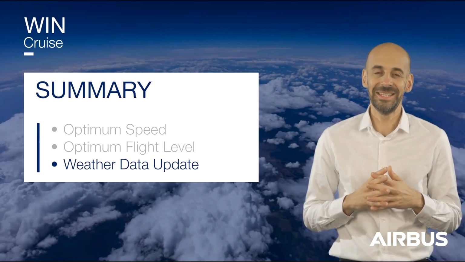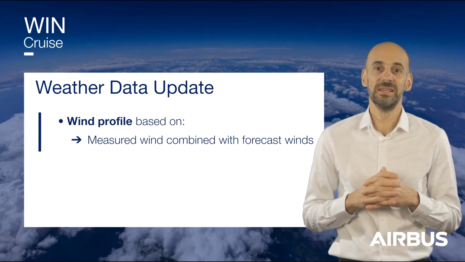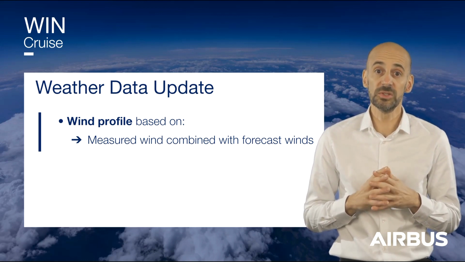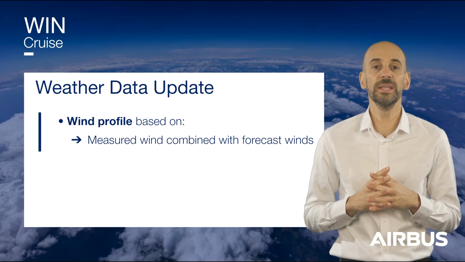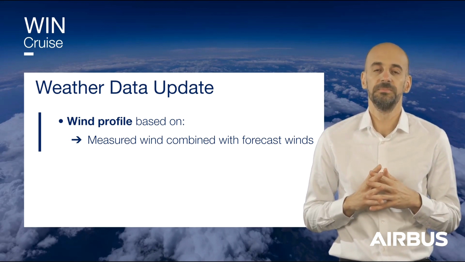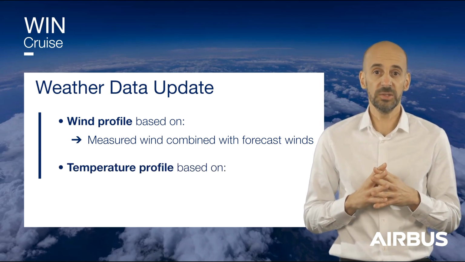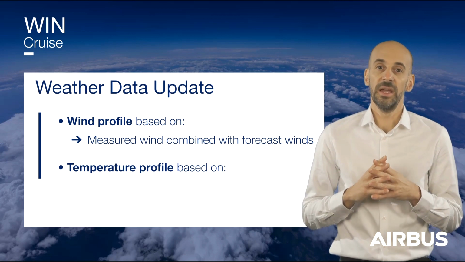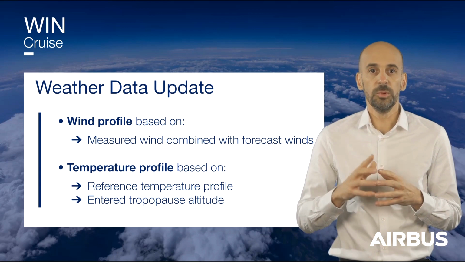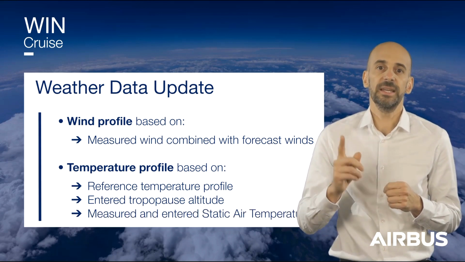Let's see this in detail. In flight, the FMS combines the measured wind at the present position and forecast wind to compute the wind ahead of the aircraft, following some rules. This is transparent to the flight crew. The FMS also defines a temperature profile using a reference temperature profile, the entered tropopause altitude, and measured and entered static air temperatures.